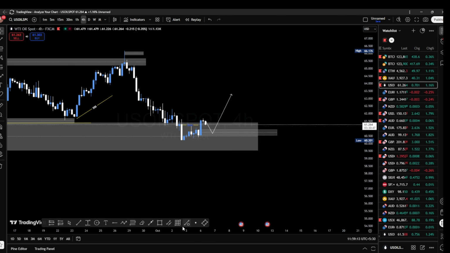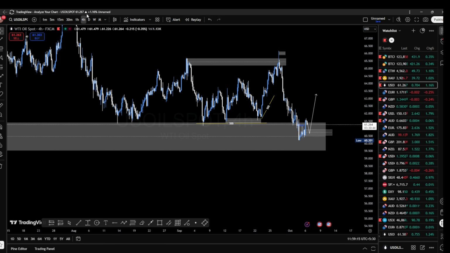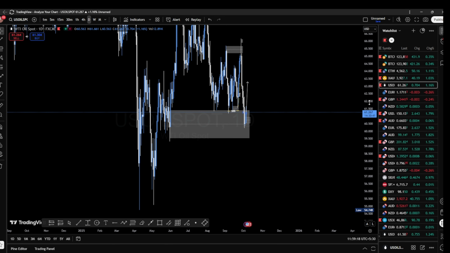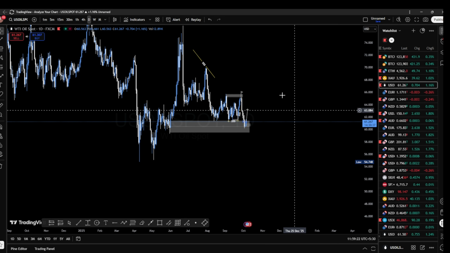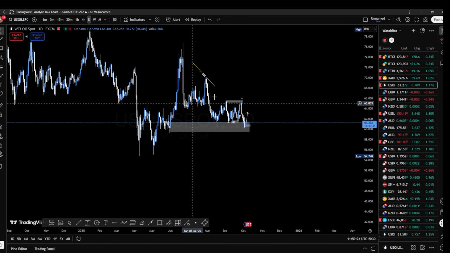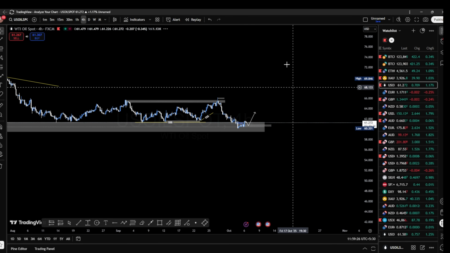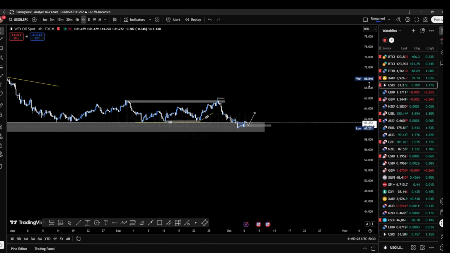But risk management is important, okay. It's going to be good until you can target these highs on the upside. First target the small highs, then you can target the other zones also. So these are for US oil.